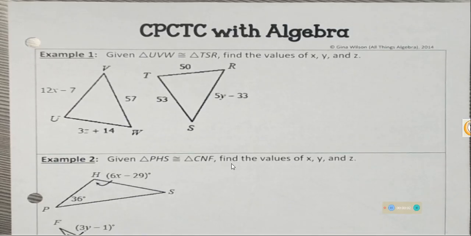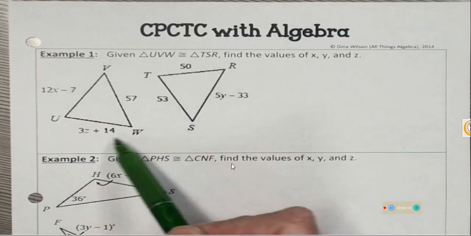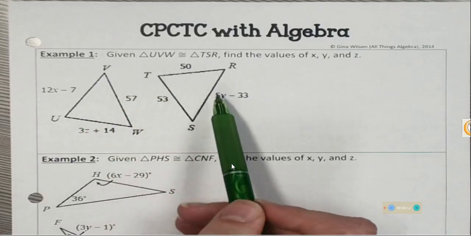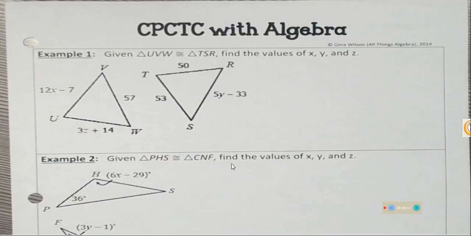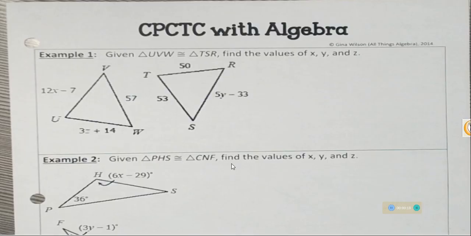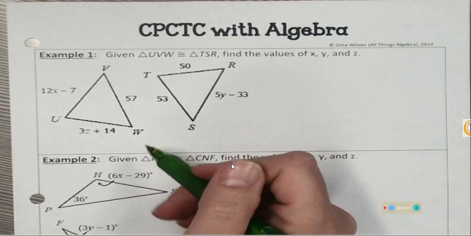For the last few days, we've been doing the corresponding parts of congruent triangles are congruent. So I would give you a statement like this, and you would mark all of the corresponding and therefore congruent sides and angles of the triangle. Now, I'm going to throw some algebra in there, and you're going to have to solve for a variable. And you might end up plugging it back in. So, very first thing you're going to do, whatever you're given, I'm going to mark in green.